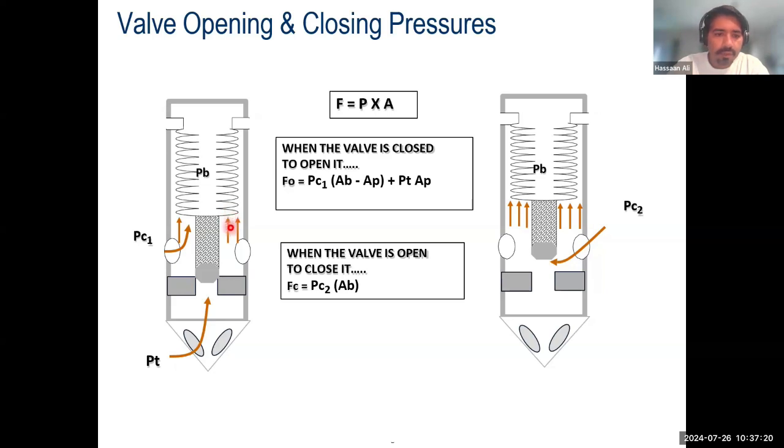So the opening force is essentially pressure on your bellows and pressure on this surface area. When the valve is open, for it to close, the closing force is essentially this pressure PC2 multiplied by the area of the valve. So one thing which I want the students to take away over here is that this valve is normally closed, and it will not open until the pressure differential is able to overcome either the spring force or the pressure in the valve. Until then, it will remain closed, and this is what we want.